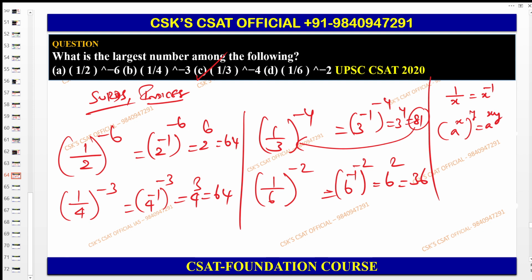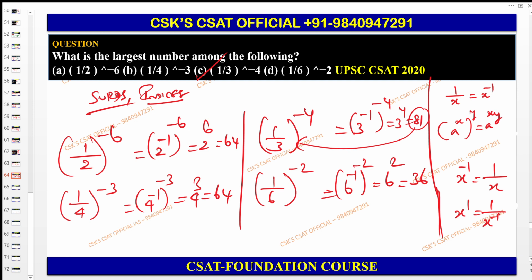Everyone? Okay. Very simple questions. Sir, could you please explain this 1 by x? Yes. So listen, x power minus 1 can be written as 1 by x. Right? x power 1 can be written as 1 by x power minus 1. Right? Getting?